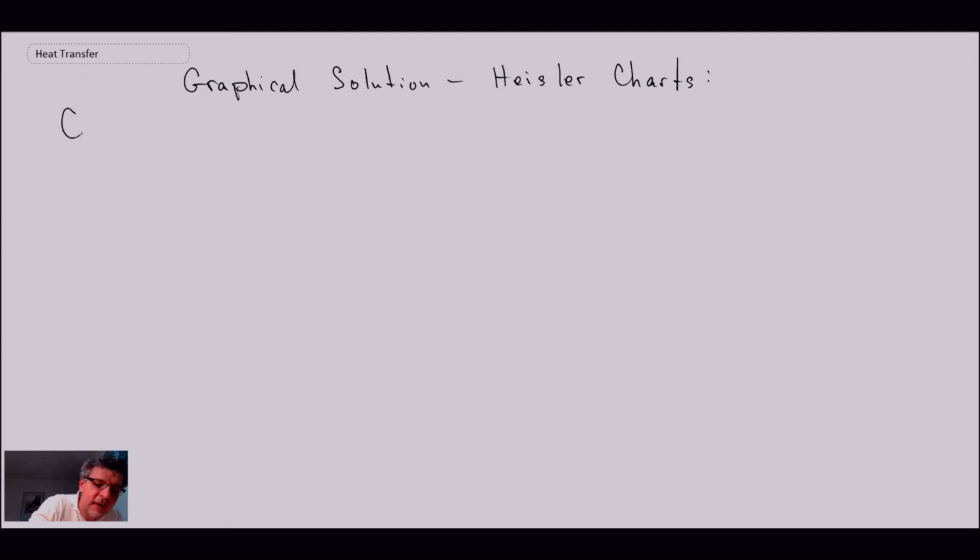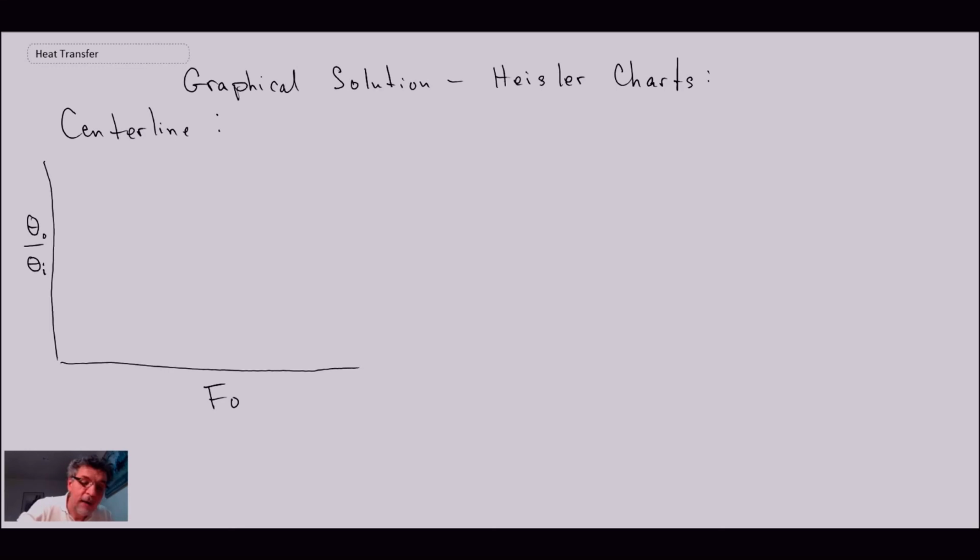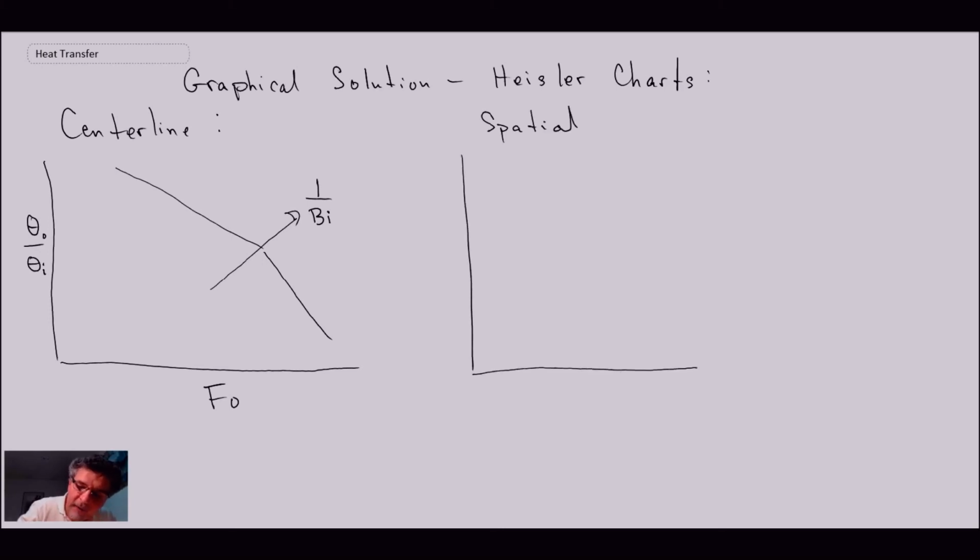Starting with the centerline temperature, we have this plotted as a function of the Fourier number. That's going to be theta naught divided by theta I. And here we're going to have these curves, and they are functions of 1 over the Biot number. Spatial distribution, you have to determine what goes on at the center line first before you can get to this one, because you'll notice theta naught is in there, and that's what you're getting. So this theta naught that you determine here goes there.